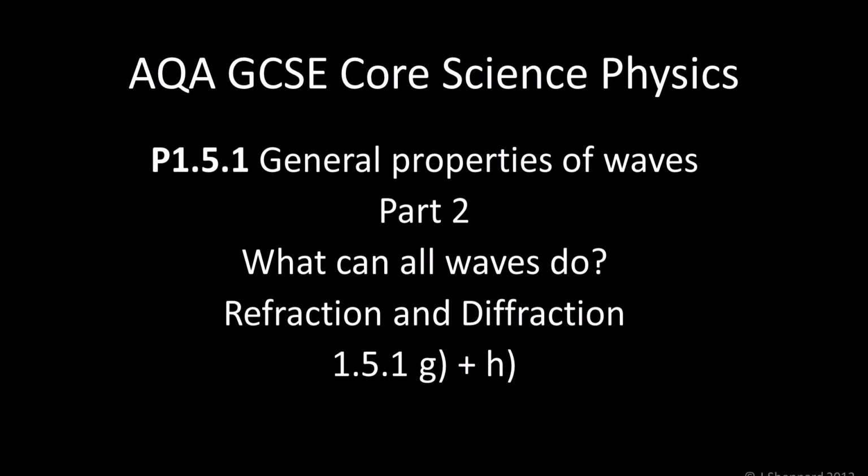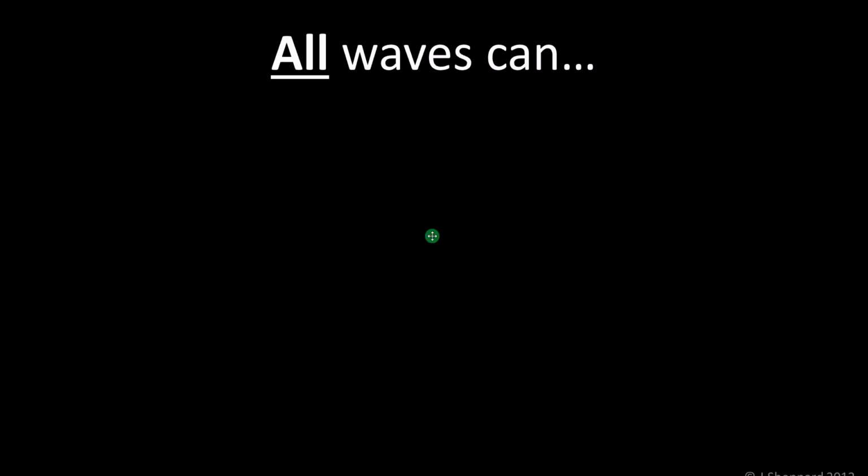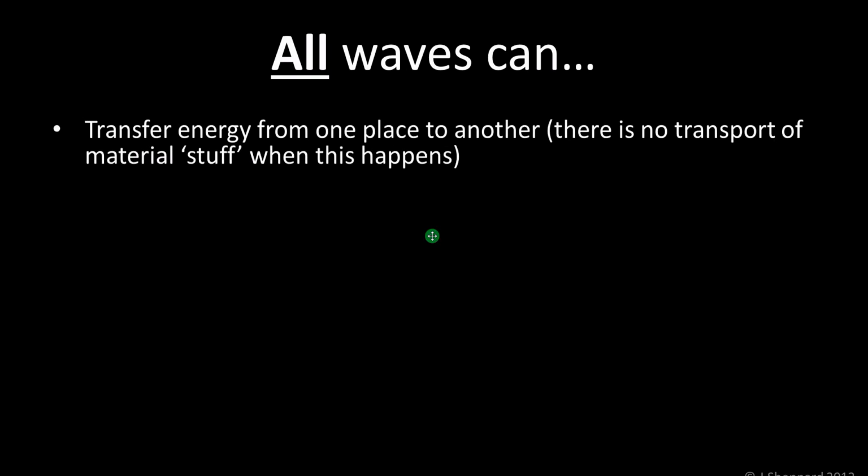Okay, so part 2 of the general properties of waves section covers refraction and diffraction. And before that, we're going to talk in general about what all waves can do. You're very often asked for examples of similarities between waves, so this is a useful list for that. All waves transfer energy from one place to another. We mentioned this in the first video. And there's no transport of stuff, so no material is moved when this happens, just the energy.